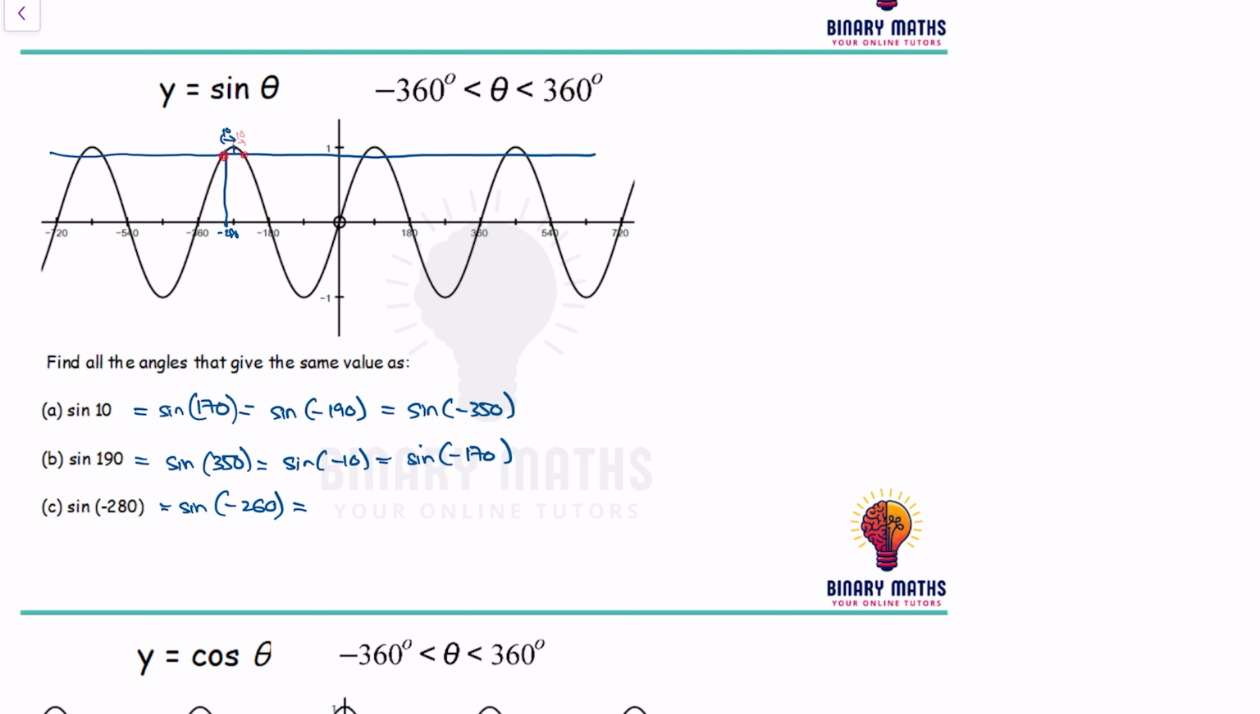Okay, the next ones I need to find are this one and that one. These are 10 away from the peak because of the symmetries of the graph. 10 away from 90 in either direction is sine of 80 degrees and sine of 100 degrees. So those would be the answers for each one.